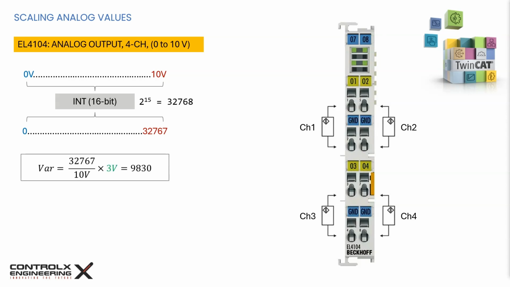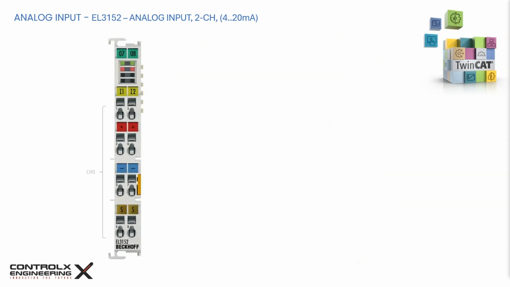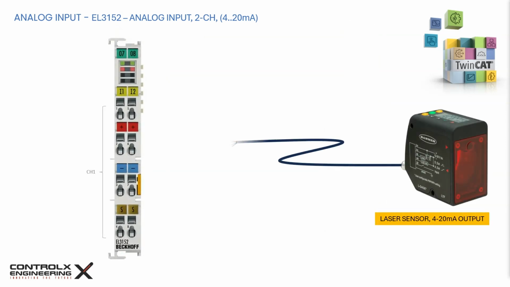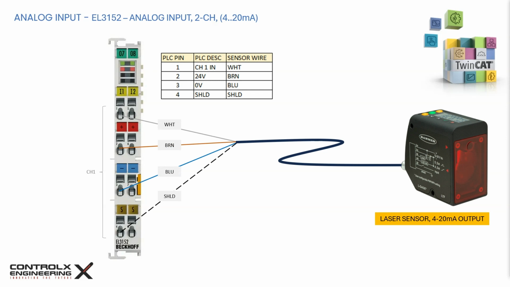For example, to generate an output of 3 volts, the variable must have a value of 9,830, as given by the scaling equation. For our analog input example, we will be using a time-of-flight laser sensor with a 4 to 20 milliamp analog output. For reading this sensor, we will use the two-channel EL3152 analog input terminal. The sensor will be connected to channel 1 as shown. Next, let's hop onto TwinCAT and start coding.